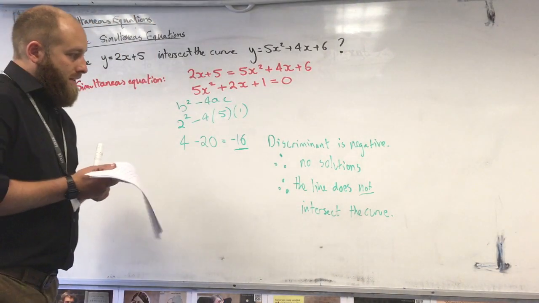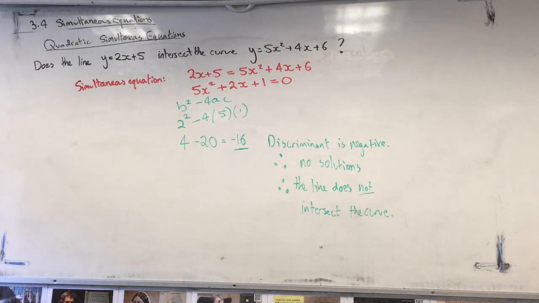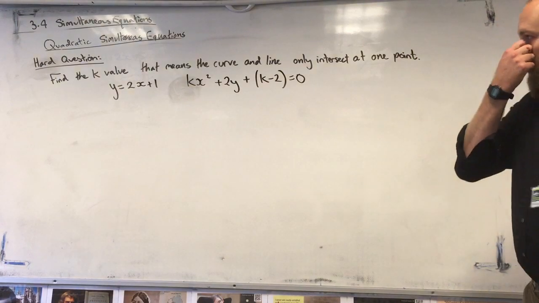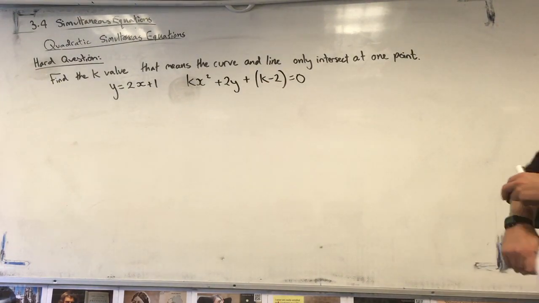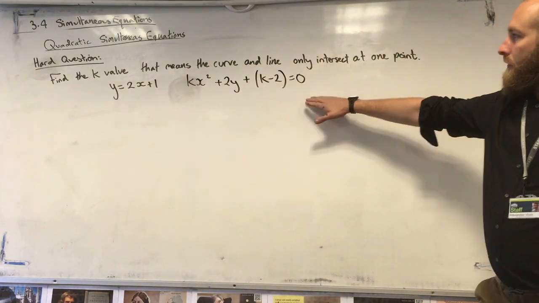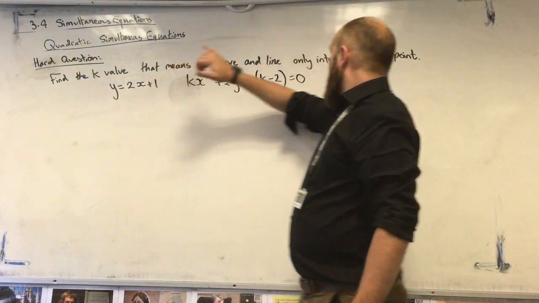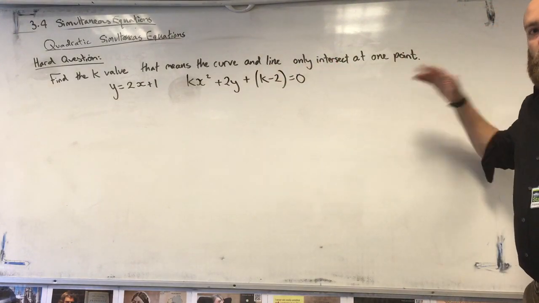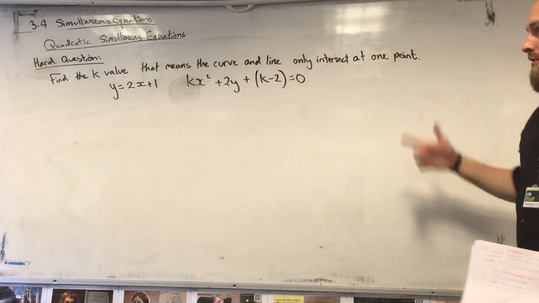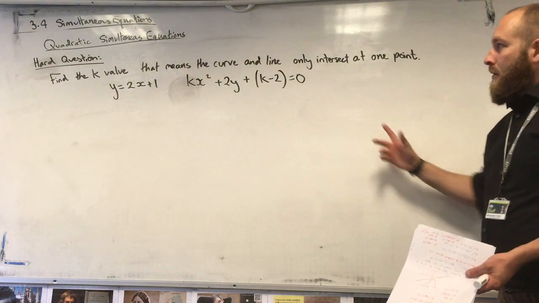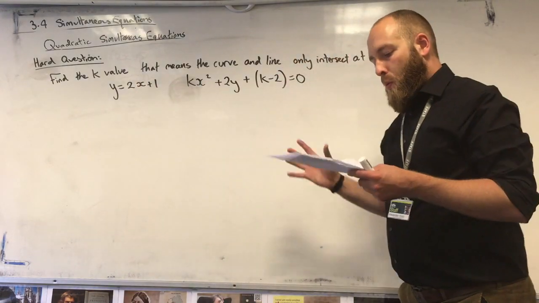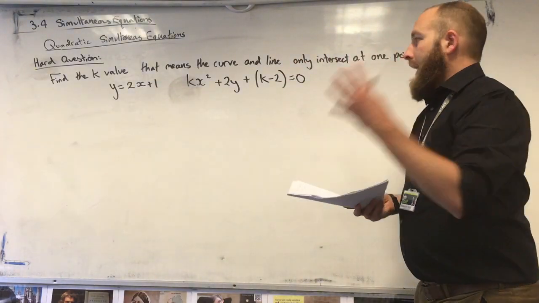Okay, let's try one more, which is a past exam question based on everything we've done so far. So, super hard question that combines all these ideas. Find the k value, so here's k and here's k, that means the curve and the line only intersect at one point. So think back through what we've done today. We're going to need to use simultaneous equations, and we're going to need to use the discriminant. We're trying to find the k value that makes the curve and the line only meet at one point. So pause the video and give this one a go.